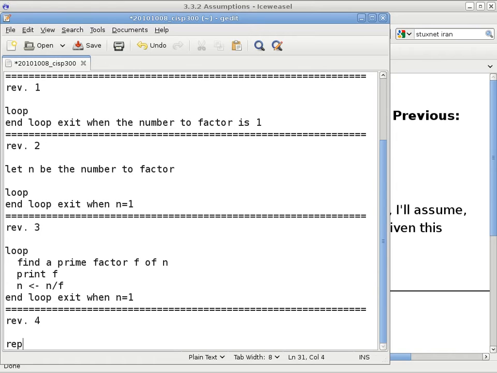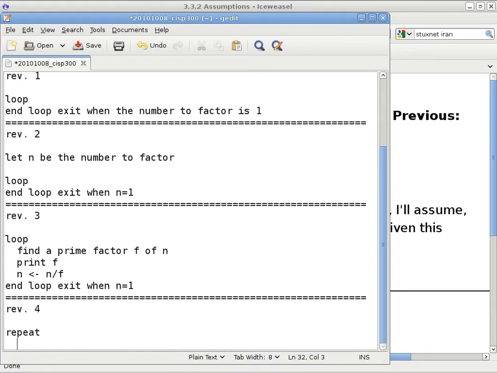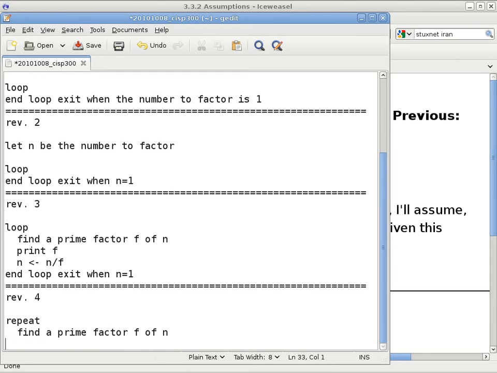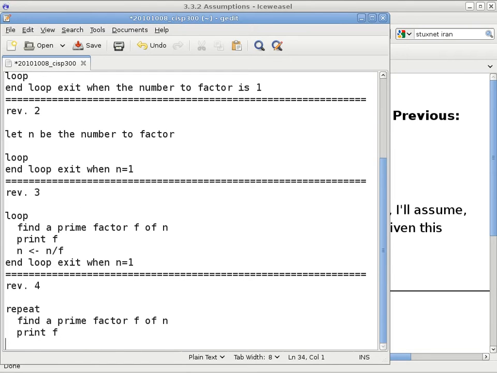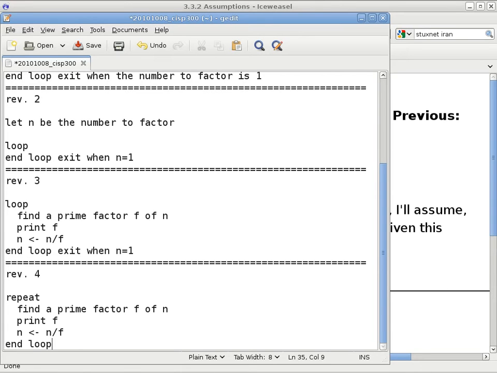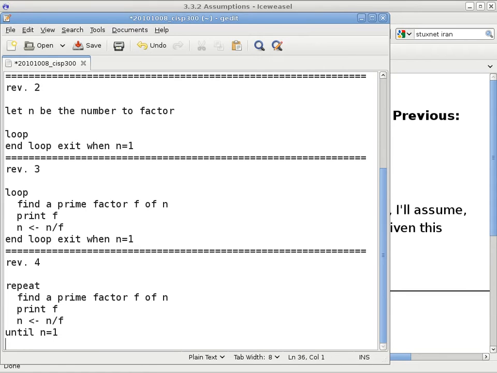In my notes, I use a post-checking loop, so it becomes repeat. Find a prime factor f of n. Print the value of f, and set n to n divided by f. And loop. Oops. Since it's a repeat, I have to use until n equals 1. That's it. In 4 revisions, I came up with the actual algorithm.